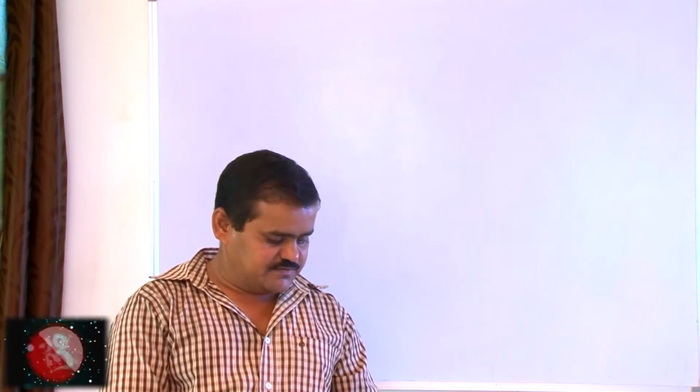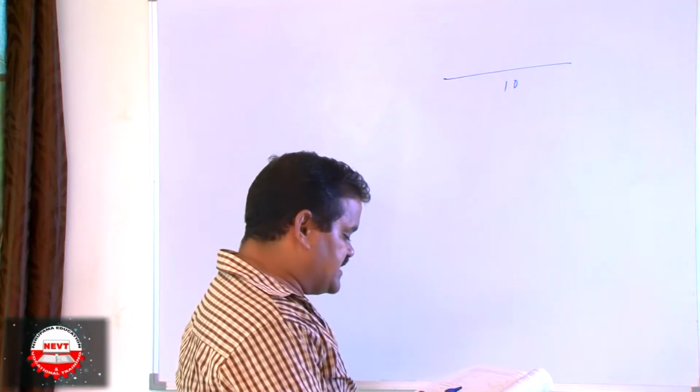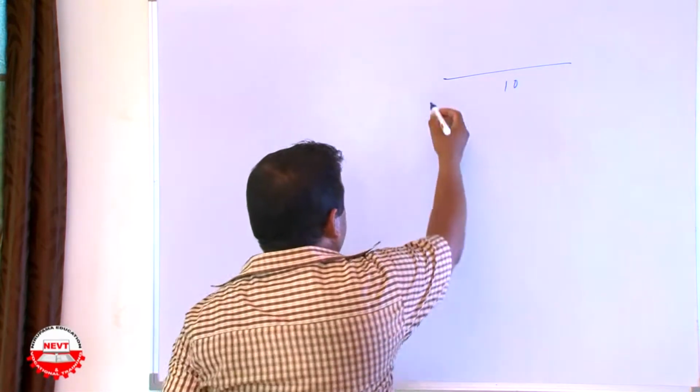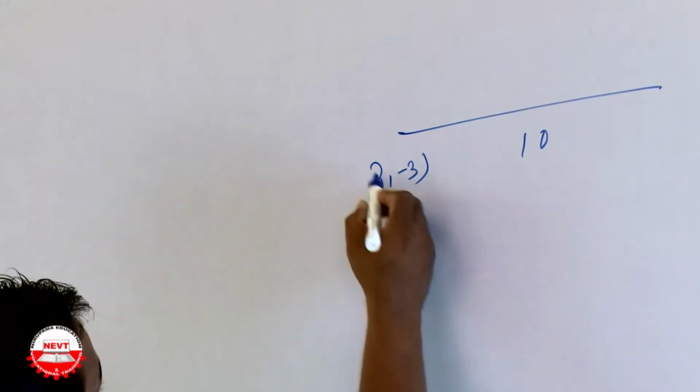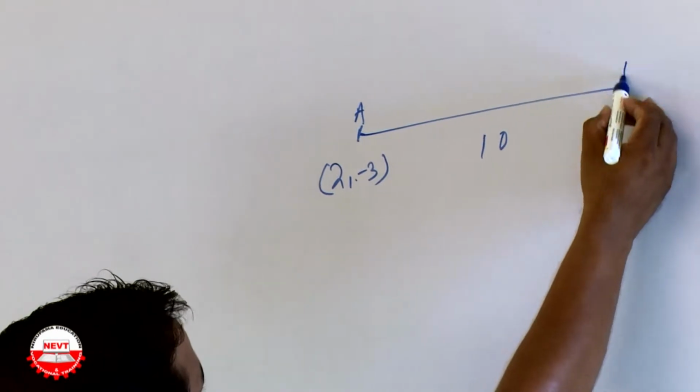In addition of 14.2 exercise, question number 5. The length of a line segment is 10 unit and the coordinate of one end point are 2, minus 3. This is 2, minus 3. Consider this is A, this is B.